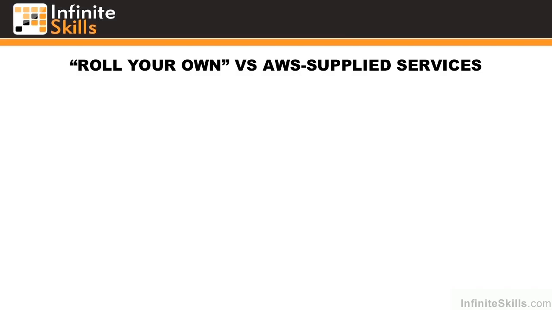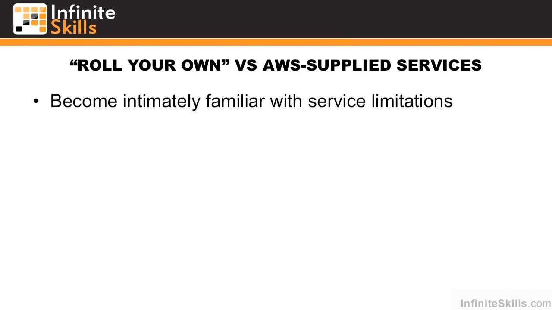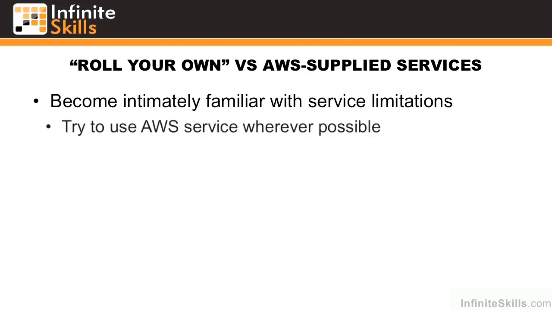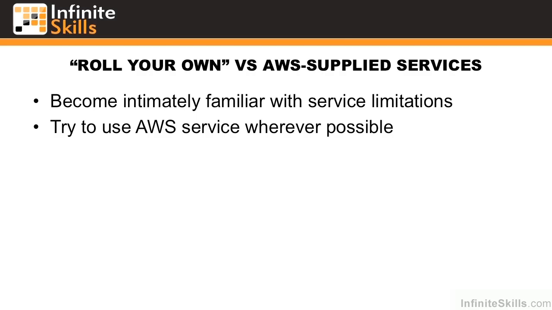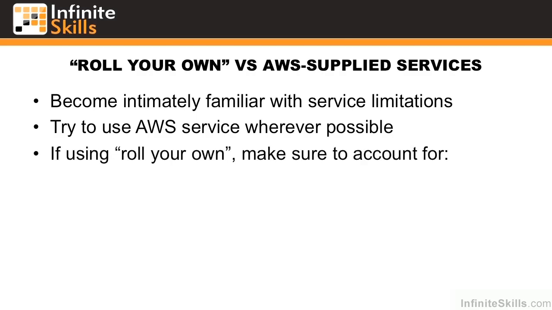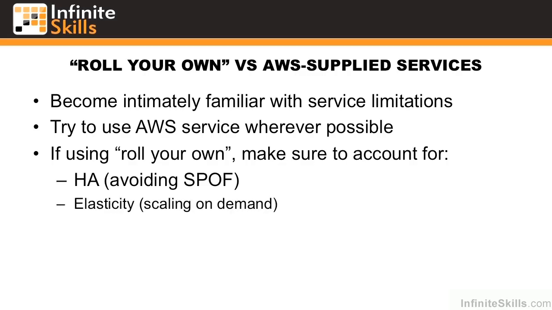If you look at other roll your own versus AWS supplied services, the things to become familiar with are obviously the service limitations. Make sure that you can play inside of those service limitations, and only when you can't would you want to spin up a service yourself. If you're using roll your own, make sure to account for all these things, such as HA, or high availability, avoiding that single point of failure, making sure you have elasticity and scaling on demand, taking care of things like rolling out servers behind your ELB if one fails. Make sure that you're taking care of DR, or disaster recovery, doing backups and so forth.